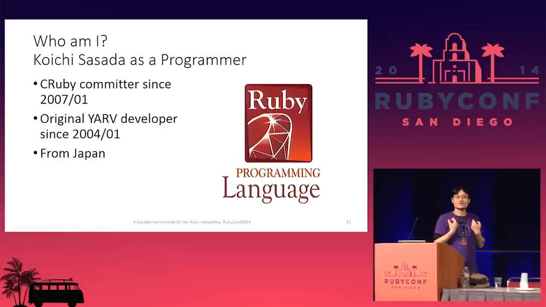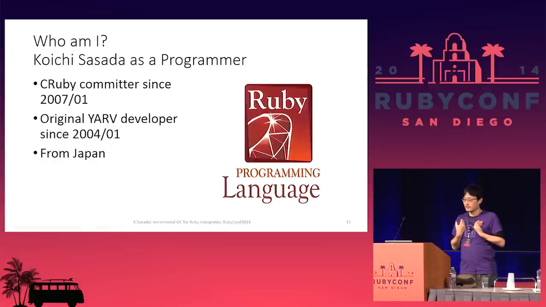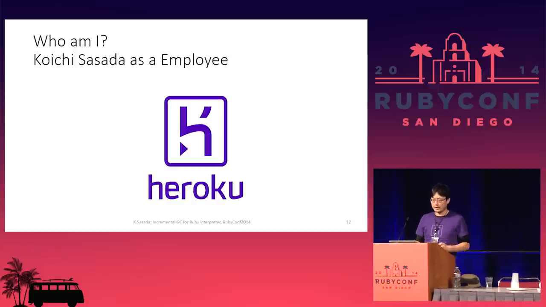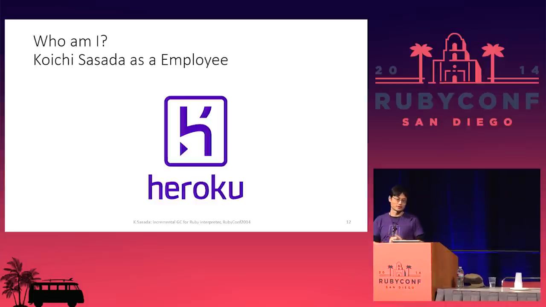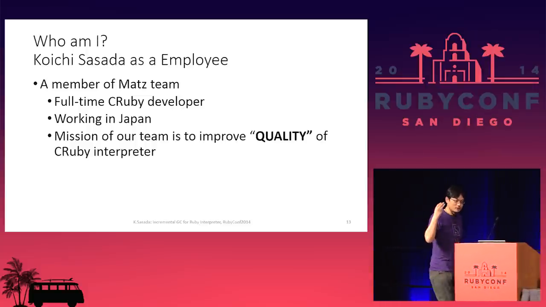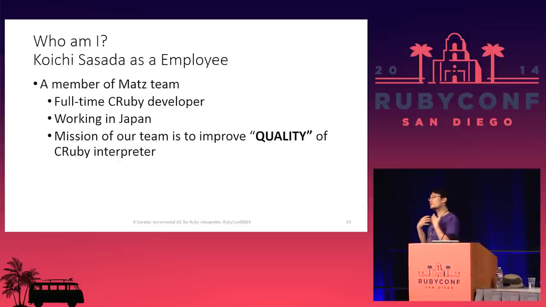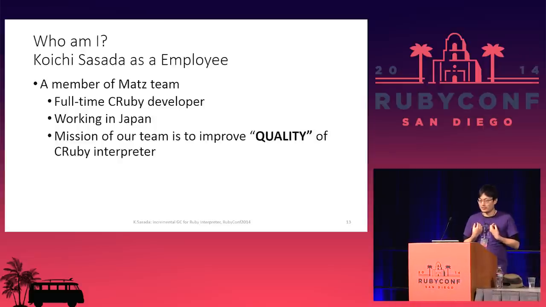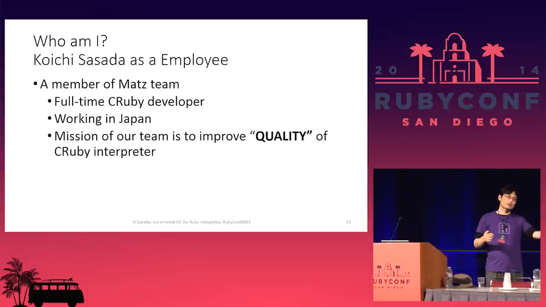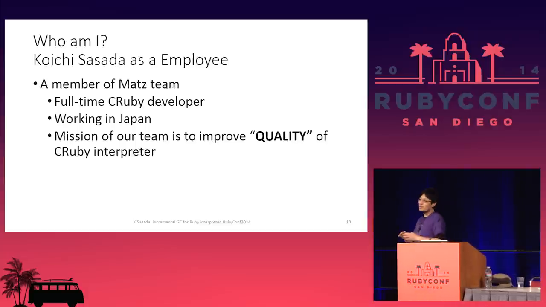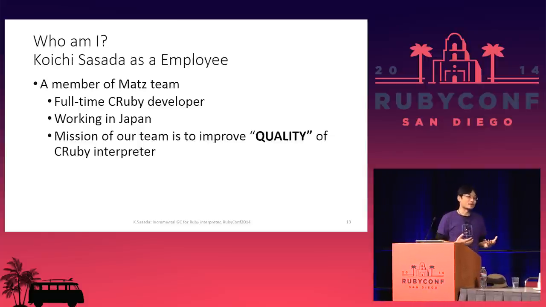So let me introduce myself. My name is Koichi Sasada. I'm a C Ruby committer since 2007, and I originally started developing in 2004. I'm from Japan, and I'm an employee of Heroku. Thank you, Heroku. Heroku employs three Ruby core team members, which means full-time C Ruby developers. We three work in Japan, and our mission is to improve the quality of the C Ruby interpreter. Quality means there are no bugs, no regressions in the next version, small memory consumption, and speeding up the Ruby interpreter.